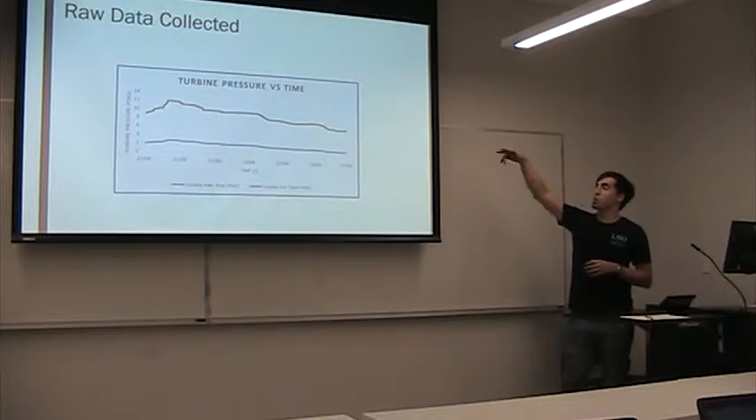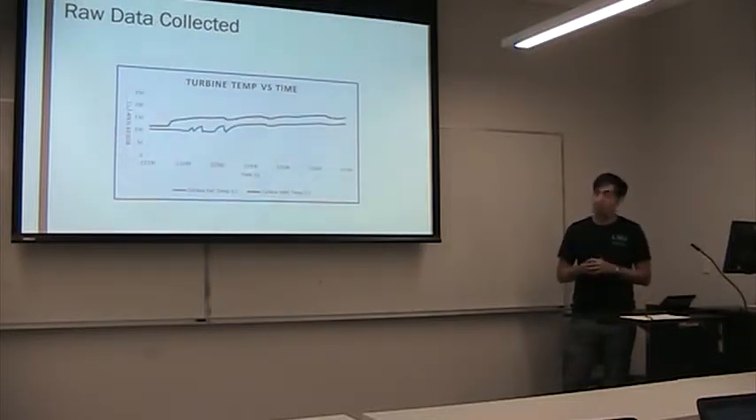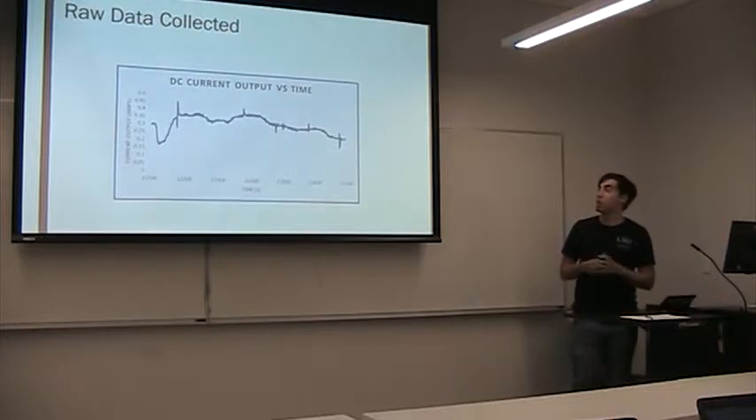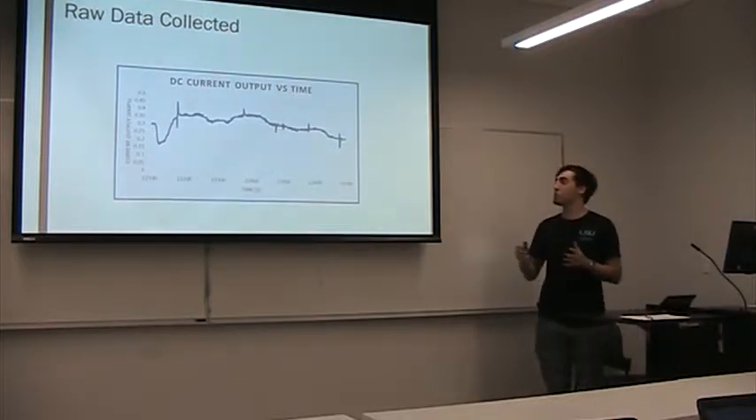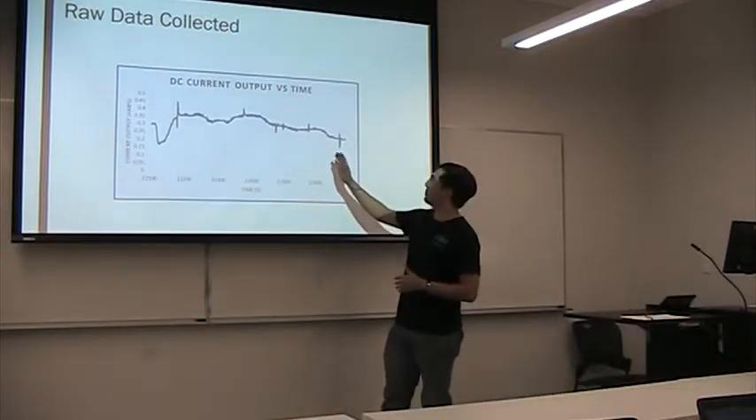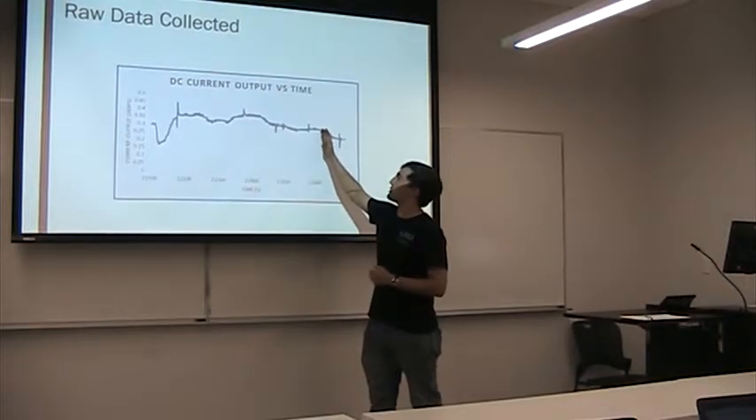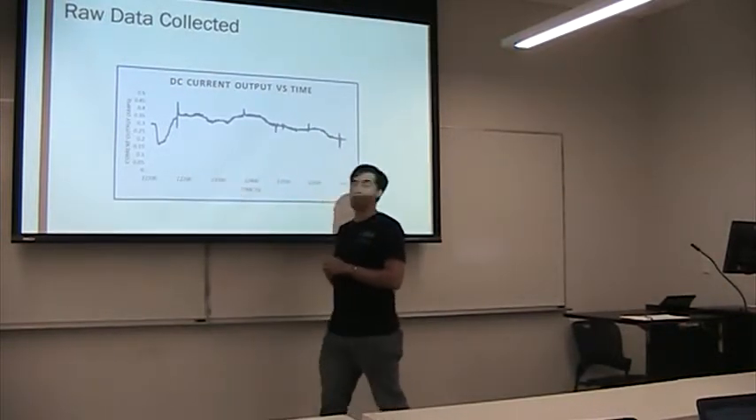The top one is your inlet pressure, and the bottom line is your exit. Temperature versus time, again, top one's inlet, bottom one's exit. This is the DC current output versus time. So this is a little bit easier to see where steady state was. It was from a little bit over 22,200 seconds to about 22,600 seconds.